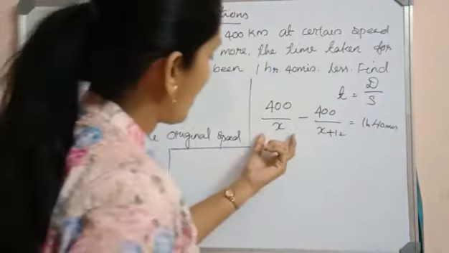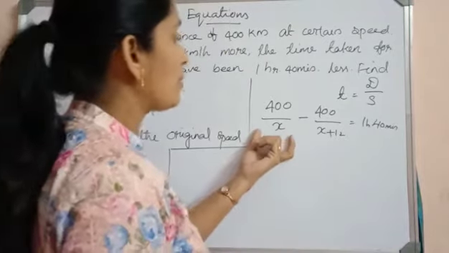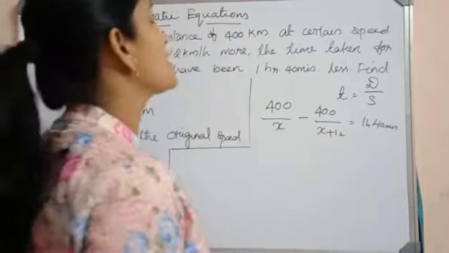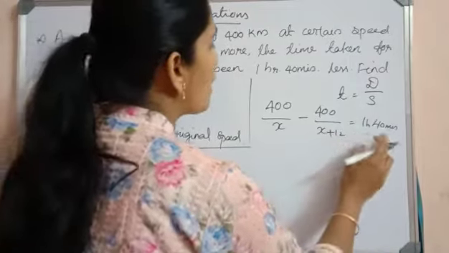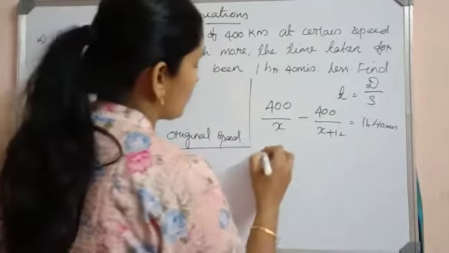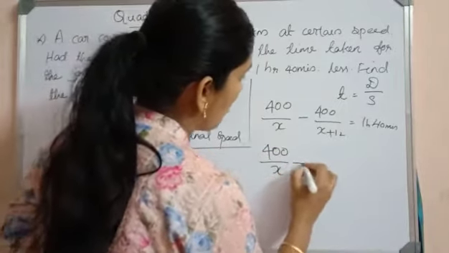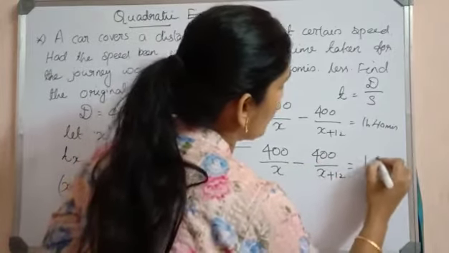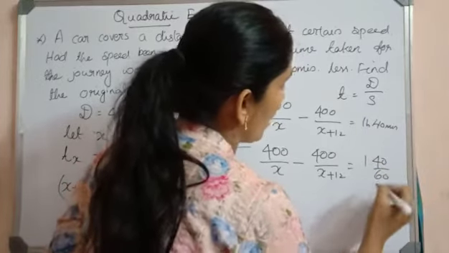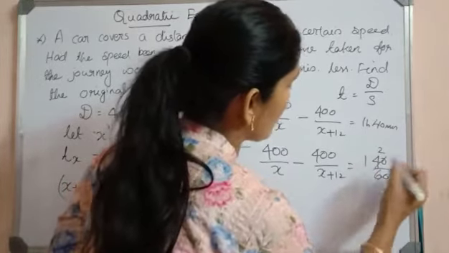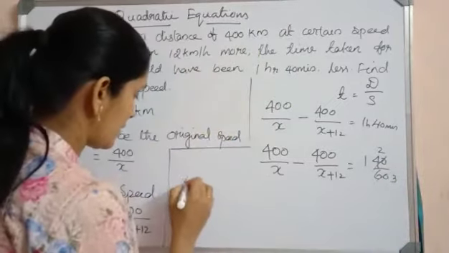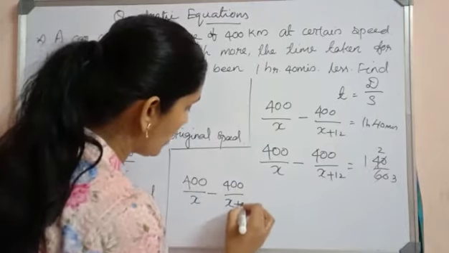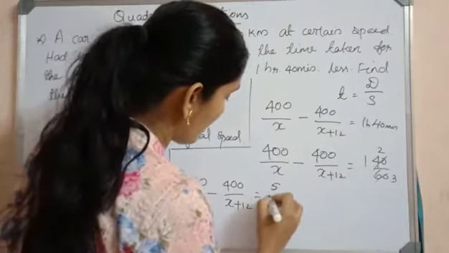Here 400 by x, the time taken when the speed was x kilometer per hour, will be more than the time taken when the speed was x plus 12 kilometers per hour. So the difference in the time is 1 hour 40 minutes. Now let's frame the formula, 400 by x minus 400 by x plus 12 is equal to 140 by 60. We need to convert it into hours. So when you simplify this, it will be 1 2 by 3, and this changes to 400 by x minus 400 by x plus 12 is equal to 5 by 3.